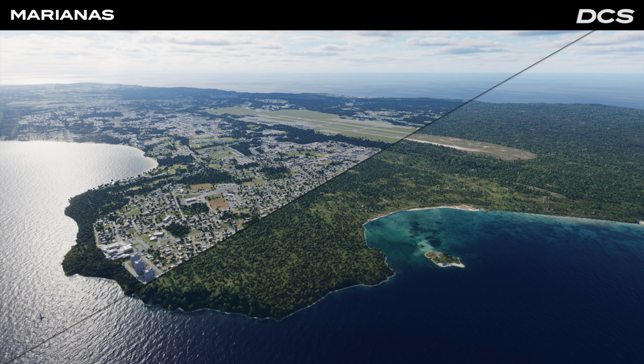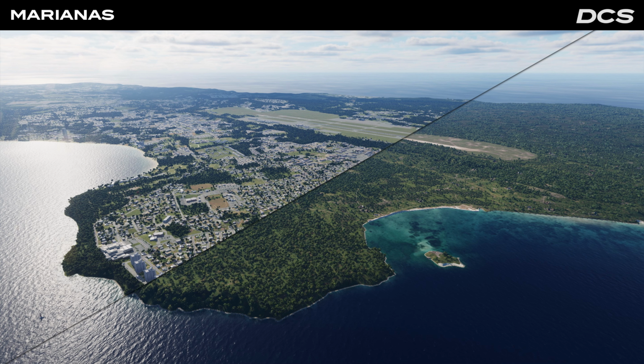Rota, both in World War II and today, remains one of the lesser developed islands in the chain, with minimal changes over the decades. It offers a quiet pace of life in the Marianas. And Pagan here, today it's largely uninhabited since a volcanic eruption occurred in the 1980s.